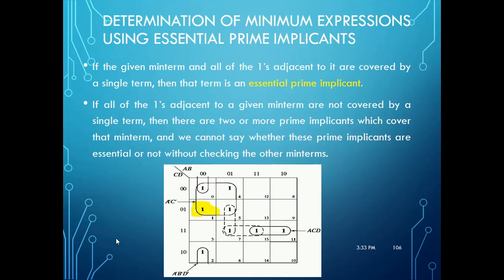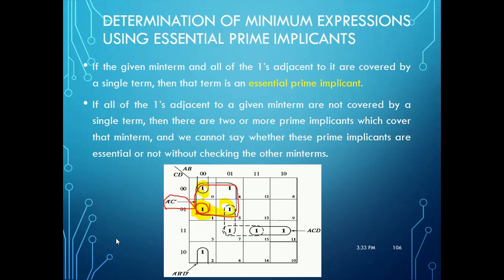If you are considering this min term, it has an adjacent one here and also an adjacent one here. This one is an adjacent one, and this is also an adjacent one. So it is covered by a single term. If you see this one, it is covered by only one single term, that is A bar C bar. So we conclude that this A bar C bar is an essential prime implicant.